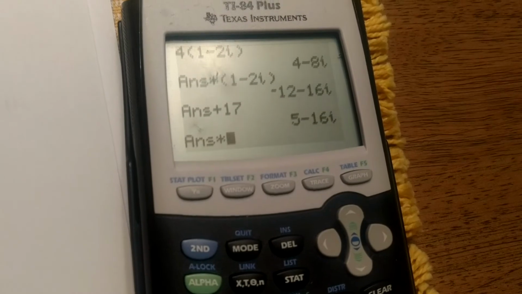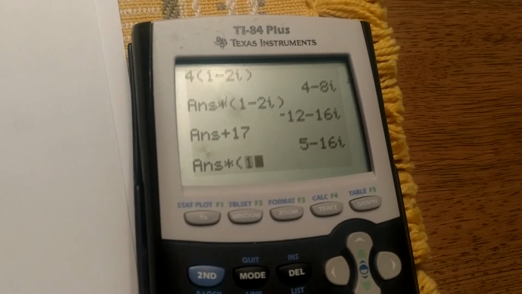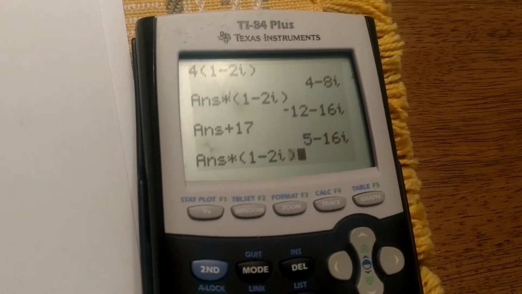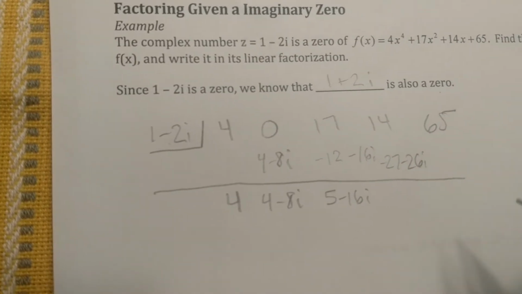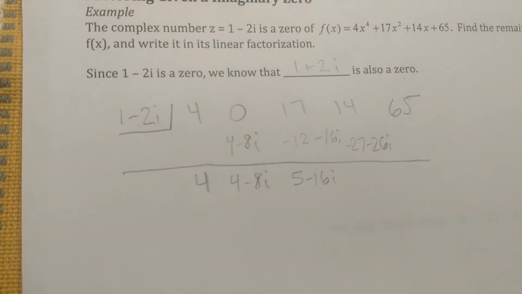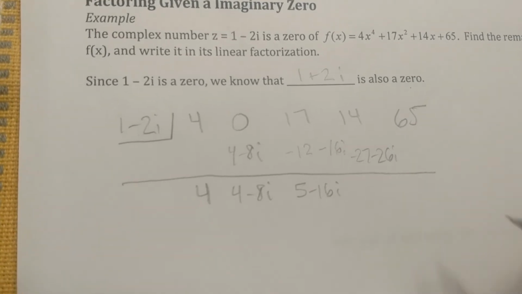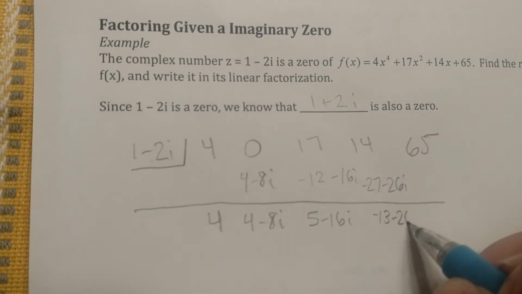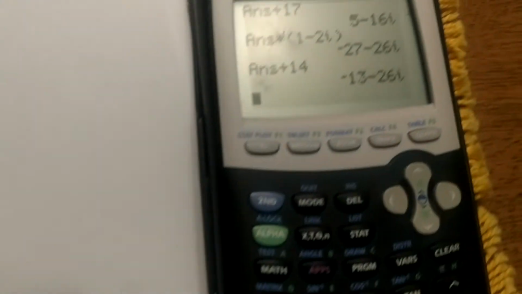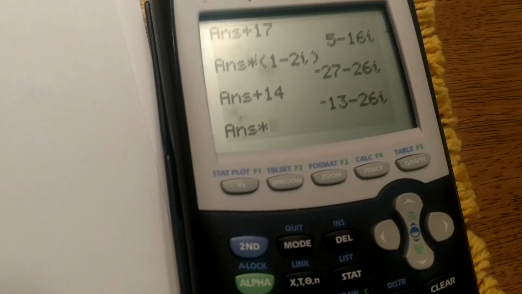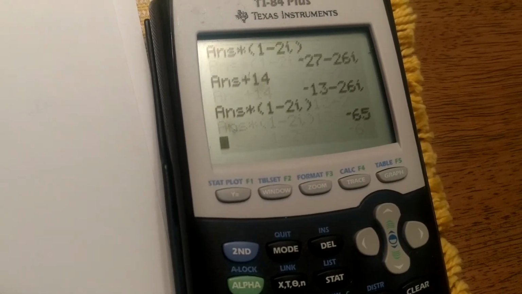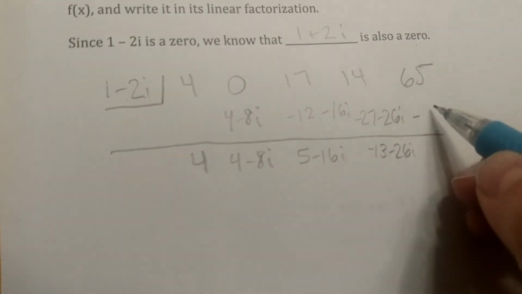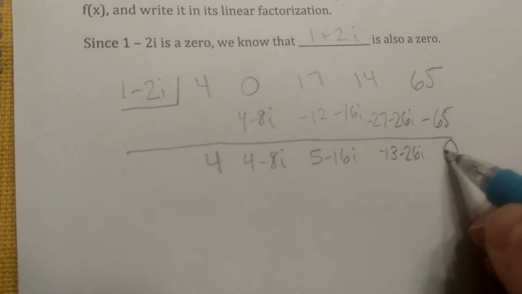And again, we want to take that and multiply it by 1 minus 2i, which is negative 27 minus 26i. So negative 27 minus 26i. We add that to 14, so plus 14 gives us an answer of negative 13 minus 26i. And again, we need to multiply, so times 1 minus 2i. And we get negative 65, as we should, because it tells us that it's a zero.